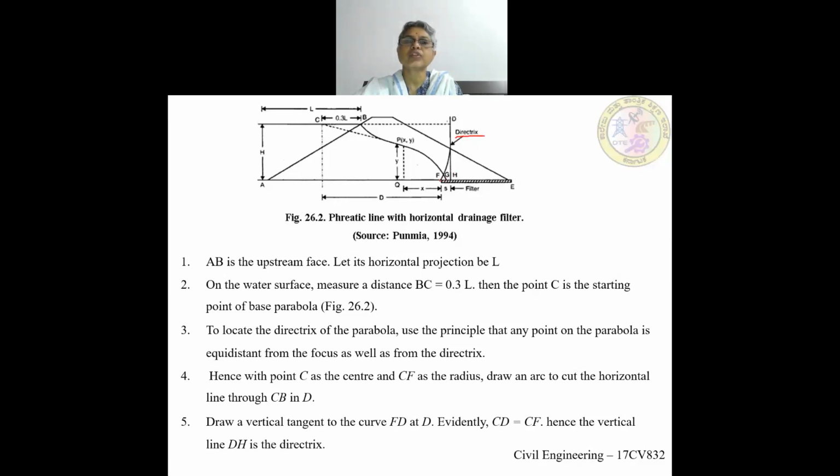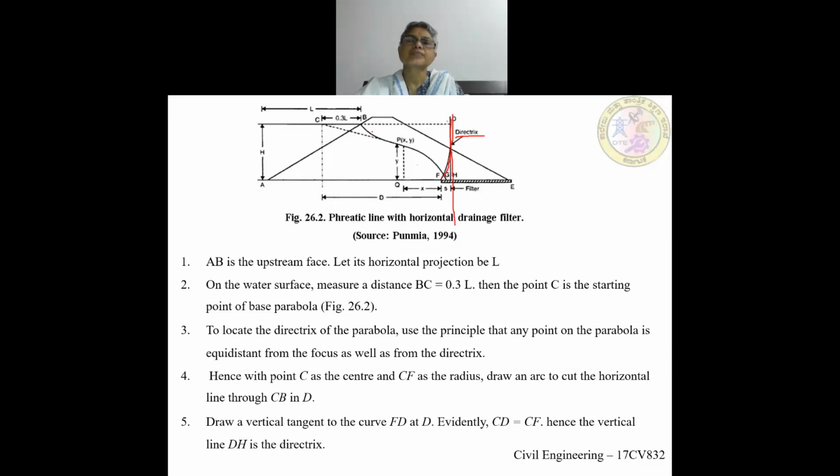In order to do that, from the point C, you measure this distance CF. With CF as radius and F as the focal point, you draw an arc which will cut the directrix at the point D. This is projected. So with C as center, draw an arc. It will cut at D. At D, where it cuts, you draw a tangent line. So this is nothing but your directrix.